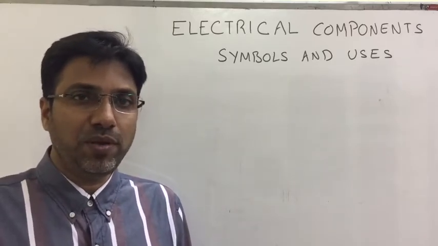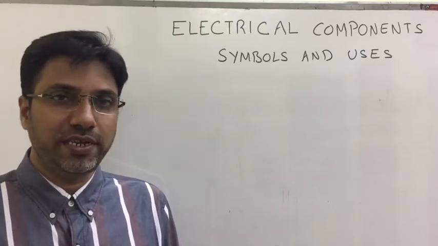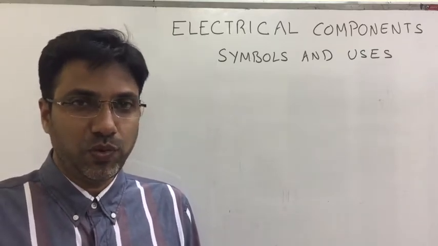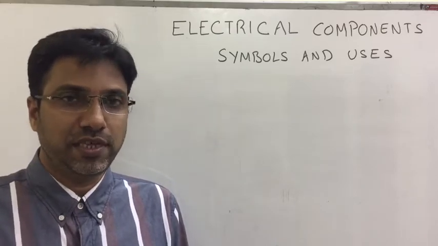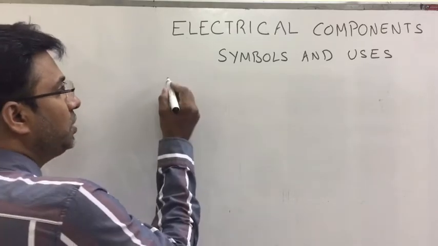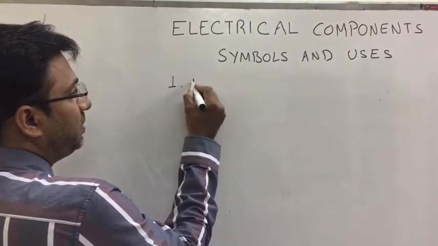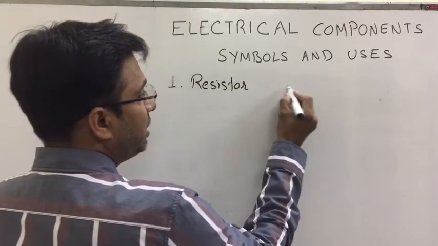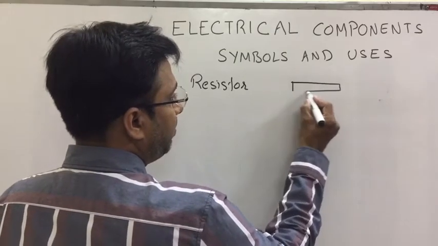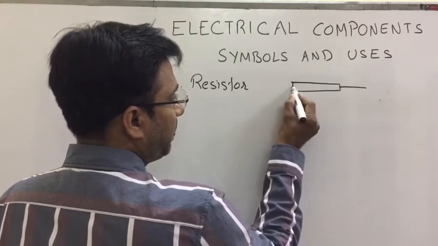In this video you will be learning about electrical components, their symbols and uses. This topic is taken from Edexcel IGCSE Physics. Let us see one by one. The first one is resistor. Resistor is represented in this manner. The symbol of resistor is this one.